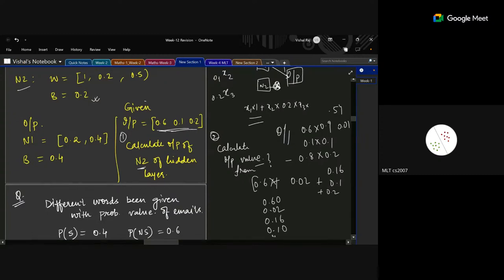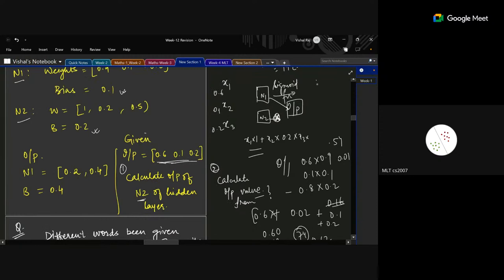0.10 and then 0.2. No, I missed. Okay, this you don't have to add. So 0.62 and then 0.12, 0.74. If you are putting that there, what value are you getting for that sigmoid function? So sigmoid you will be able to calculate as 1 plus e to the power minus 0.74. So whatever value you are getting, this will be your output of the N2, okay?